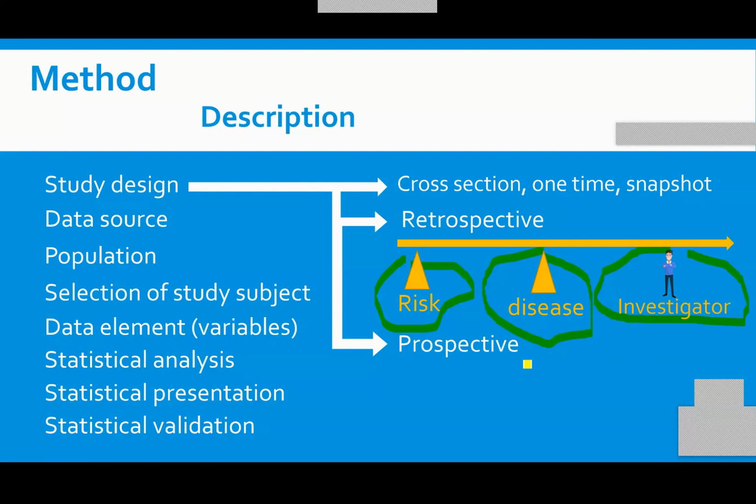While in a prospective study, you have an investigator studying a risk before the disease occurred. So now I will collect all the smokers and follow them to see if they develop lung cancer or not. Both of them are called cohort studies, different from the one-time cross-sectional study. In prospective and retrospective, you can study the prevalence and the incidence, while in cross-sectional, you can only study the prevalence. You cannot study the incidence.